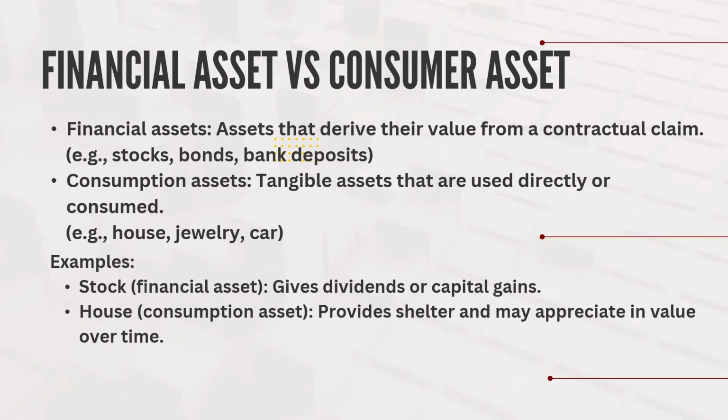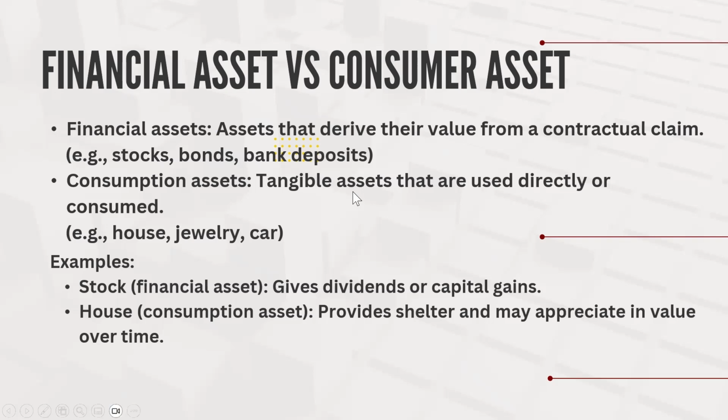Now, what is a financial asset and what is a consumption asset? Financial assets are assets that derive their value from contractual claims. For example, stocks, bonds, bank deposits are financial assets, and we cannot get utility by consuming this asset because we cannot consume it directly.